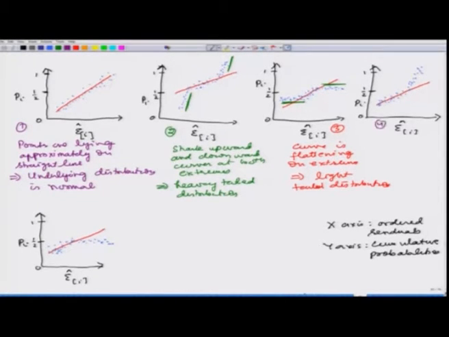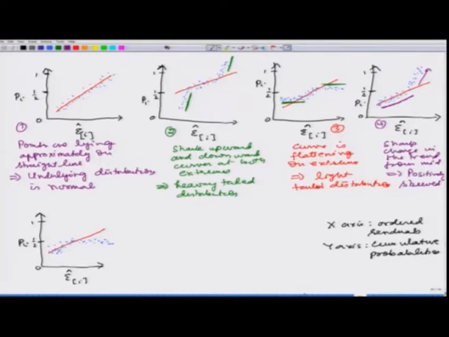Now in figure number 4, we can observe that all the points are initially lying close to the straight line, and suddenly from the mid there is a sharp change in the trend. This indicates that the observations are coming from a distribution which is positively skewed.